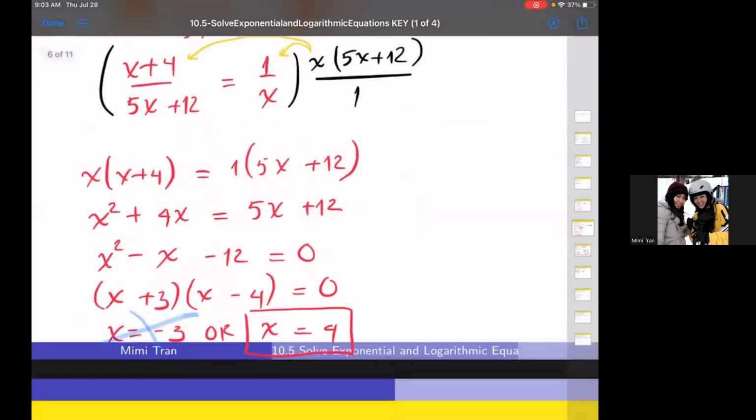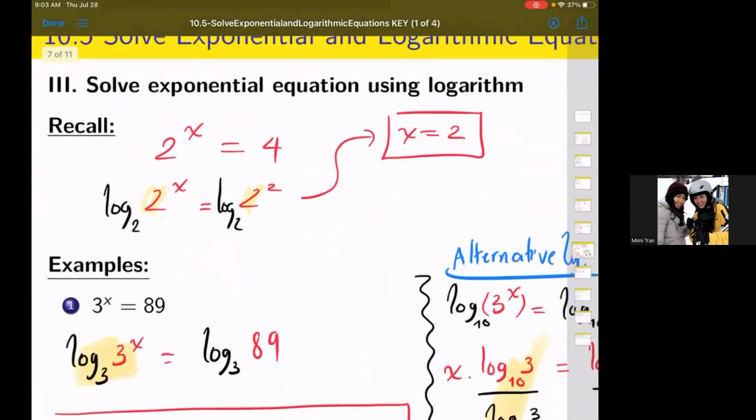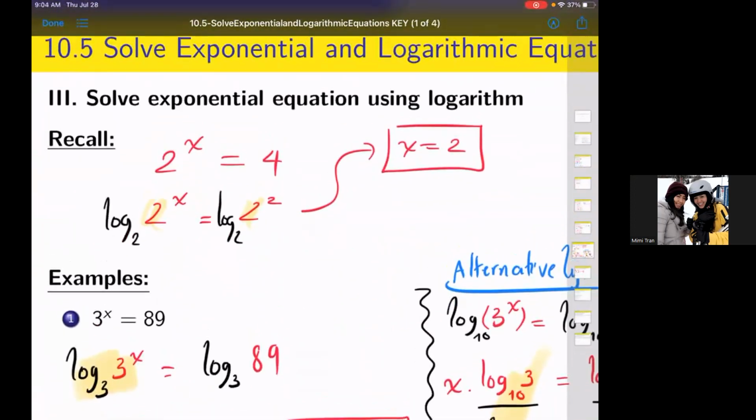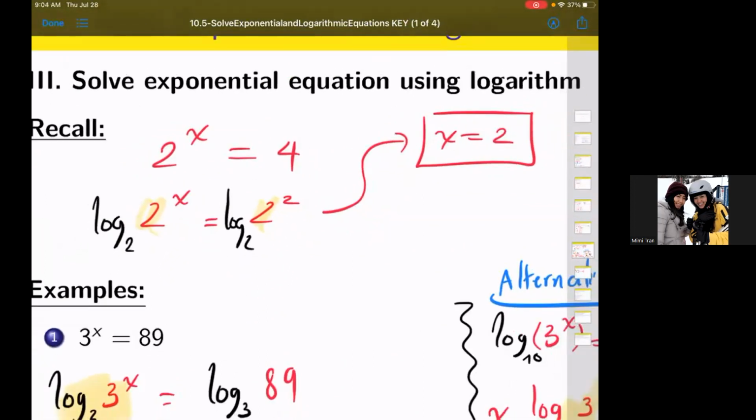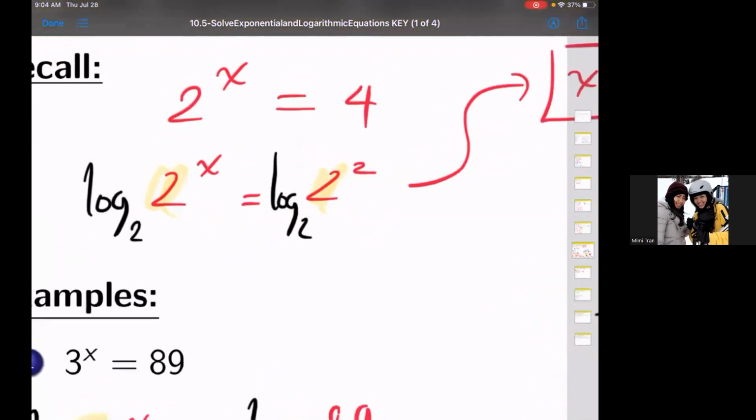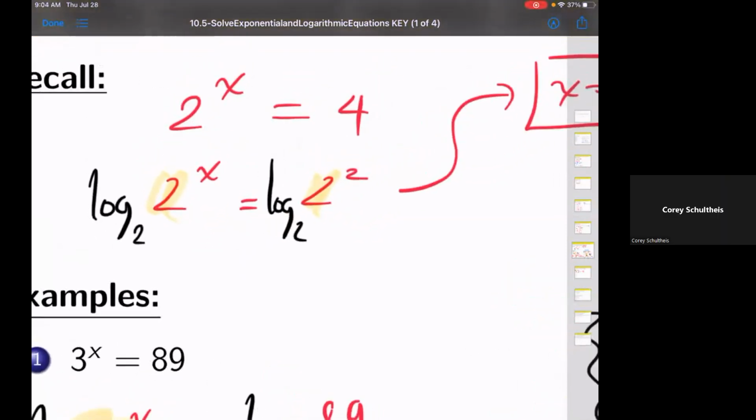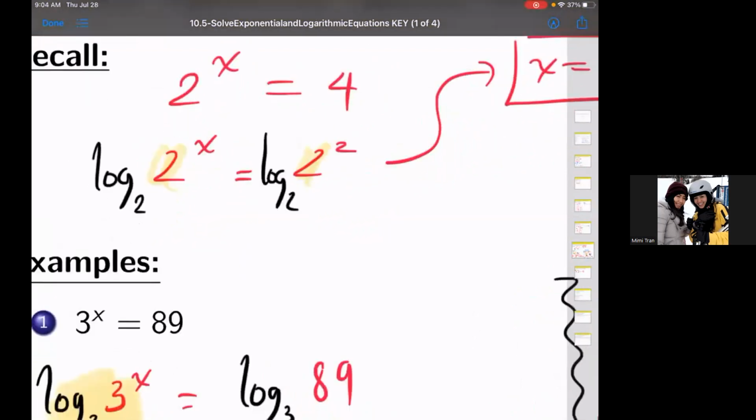Yeah, that's it. And now exponential equations. For an exponential equation, the easiest one is the one where you can convert into the same base, and then you can drop the base. I say drop the base, but basically if you take logs to the same base, you cancel them out. You don't have to show me that step. As long as you have the same base, you're allowed to set the powers equal to each other.